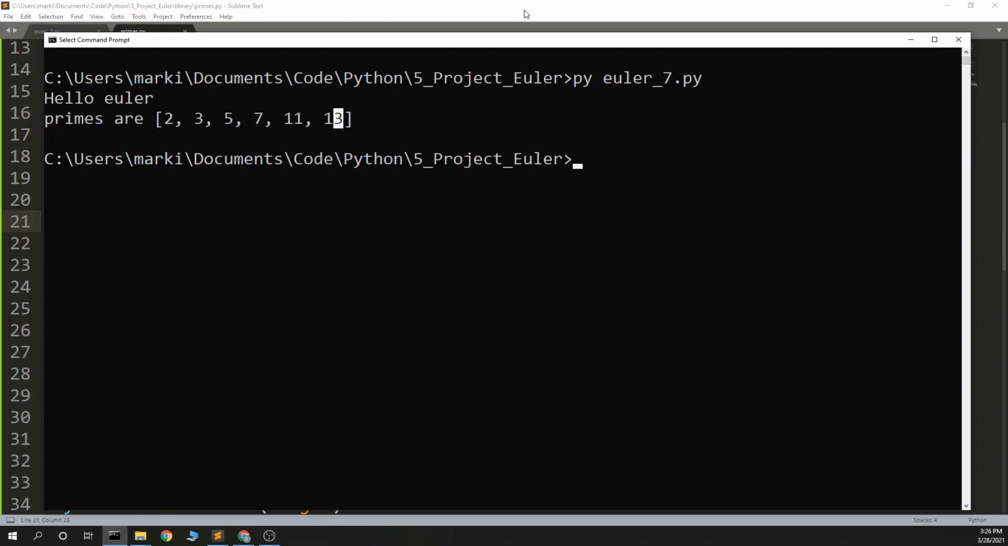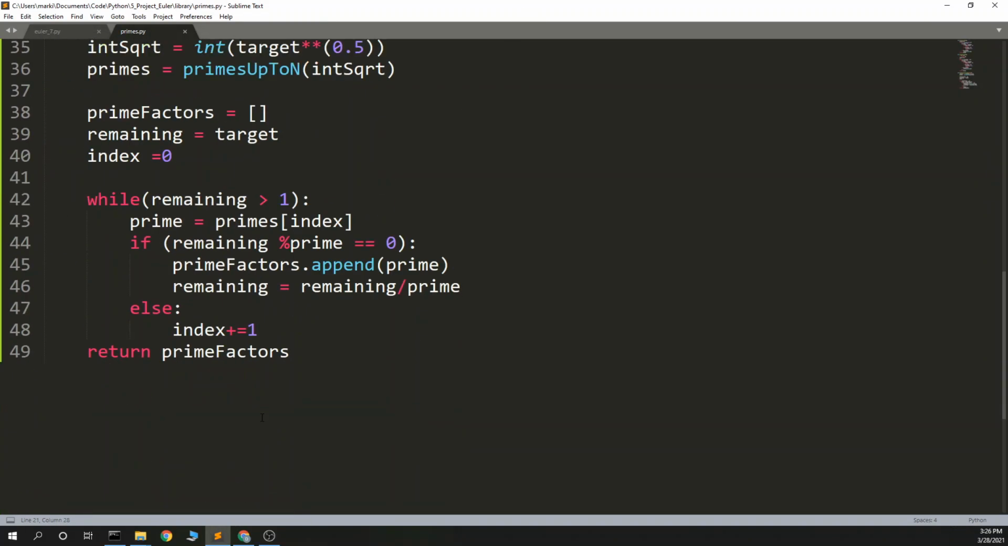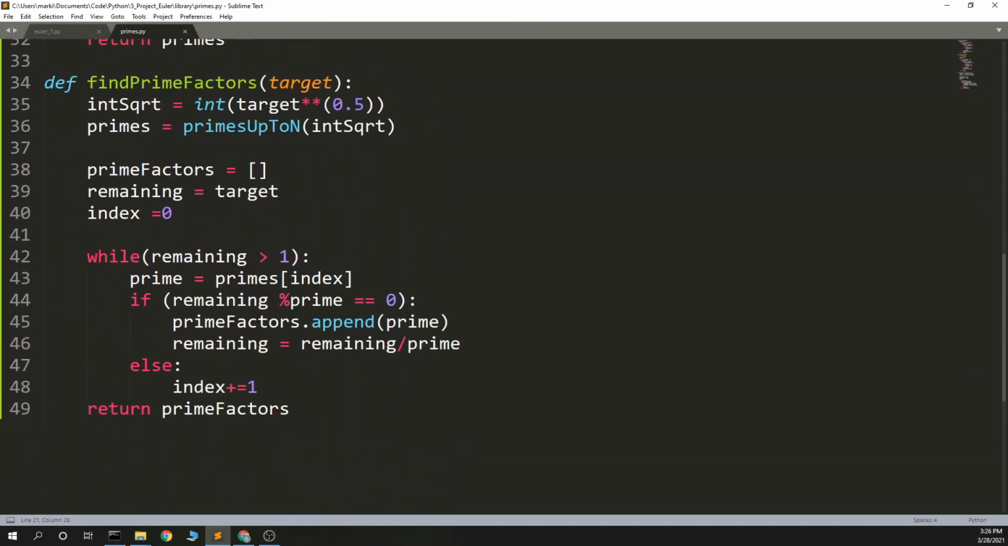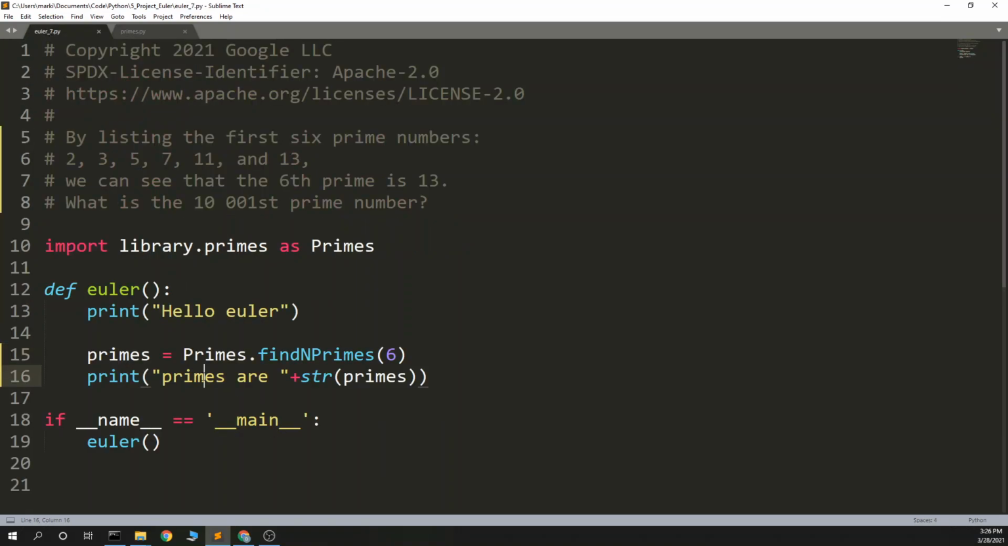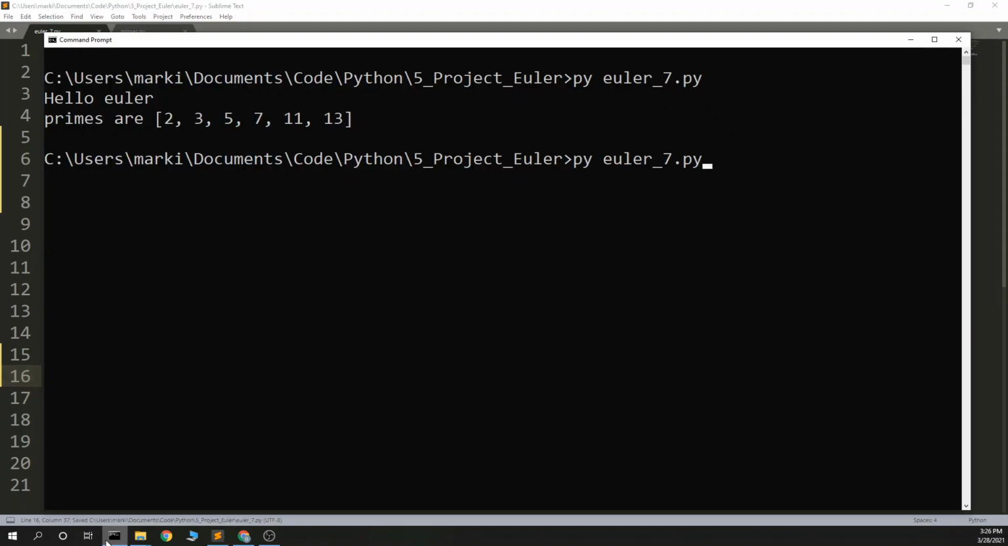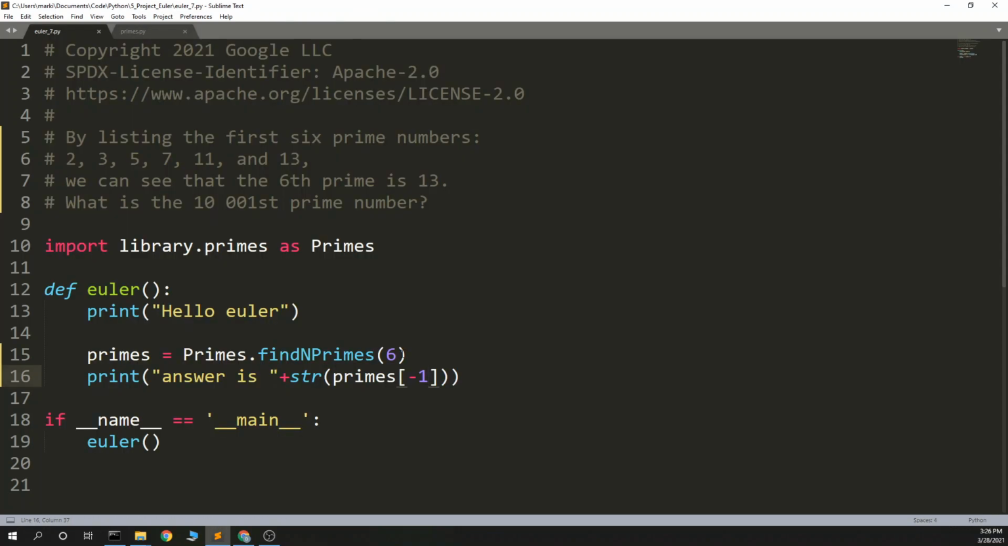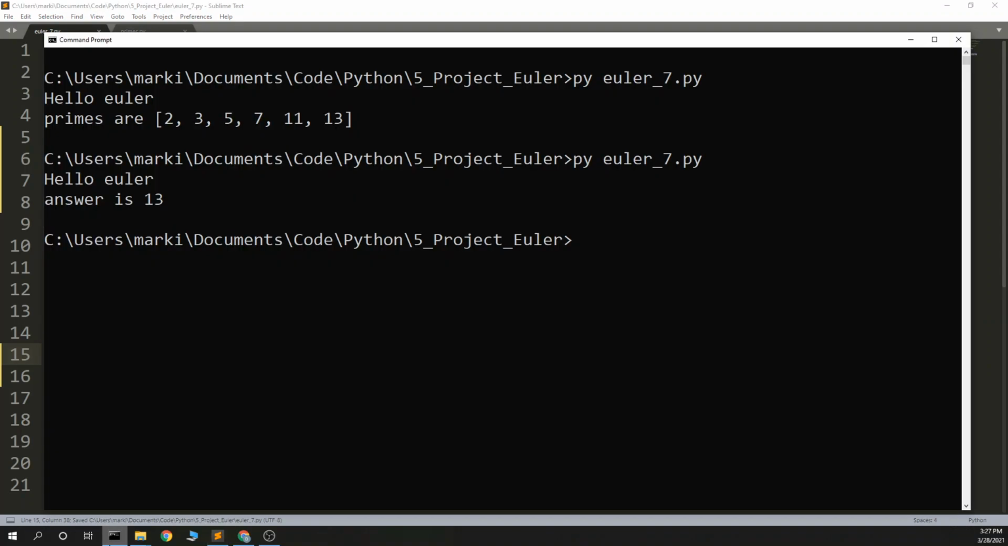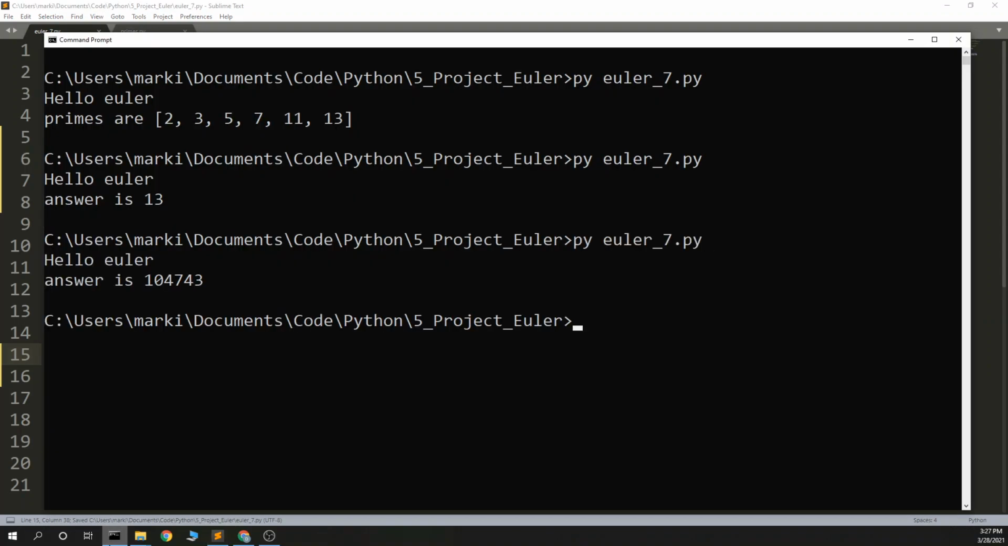So we should just get the answer is primes [-1], get the last one. Answer is 13, except we don't need 6. We need 10,001. Answer is 100,000 and change. Let's see if that's right.